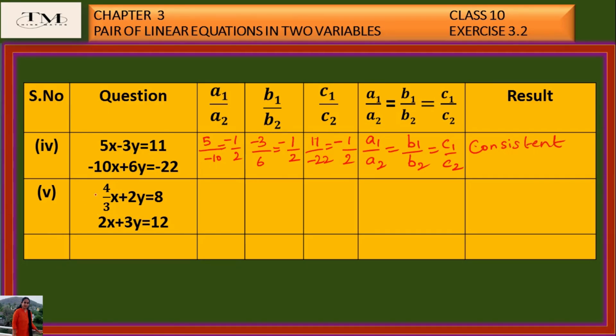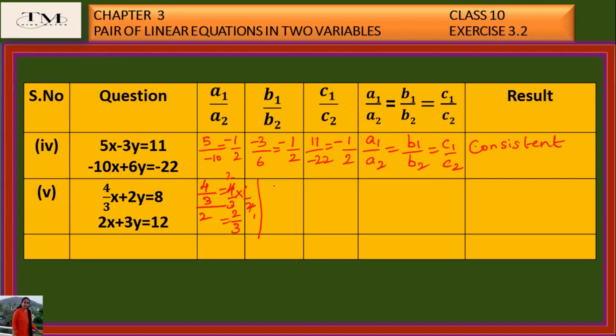Next one, 4 by 3x plus 2y equal to 8, 2x plus 3y equal to 12. Now A1 by A2, A1 is 4 by 3 and A2 is 2. So this will be changed to 4 by 3 into this 2 by 1 will change to 1 by 2. So 2 2s are 4, 1 2s are 2. So it is 2 into 1, 2, 3 into 1, 3.